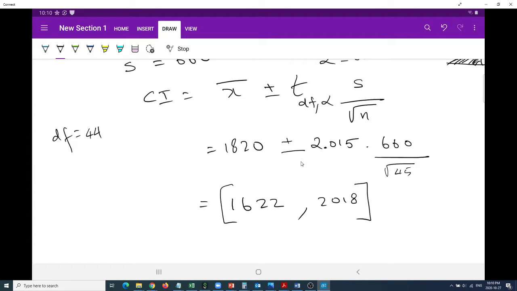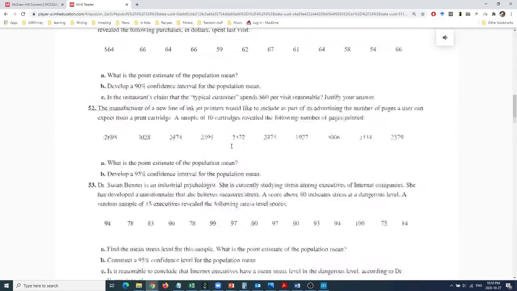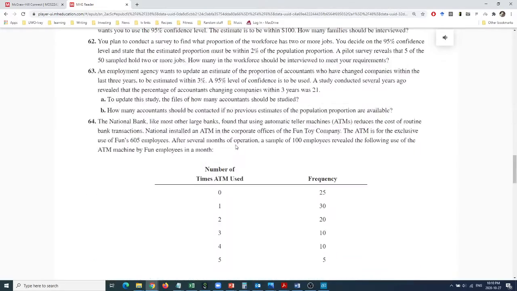So if your population mean lies outside this interval, that means it's not possible that your population mean is whatever value is suggested. Okay, so that's 46.